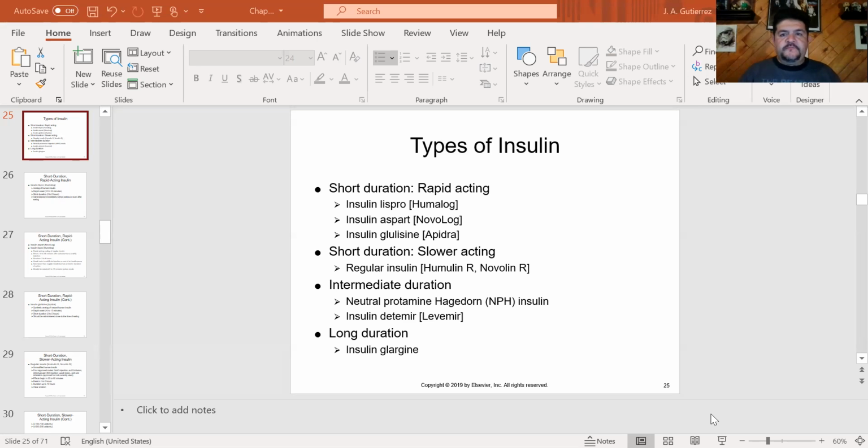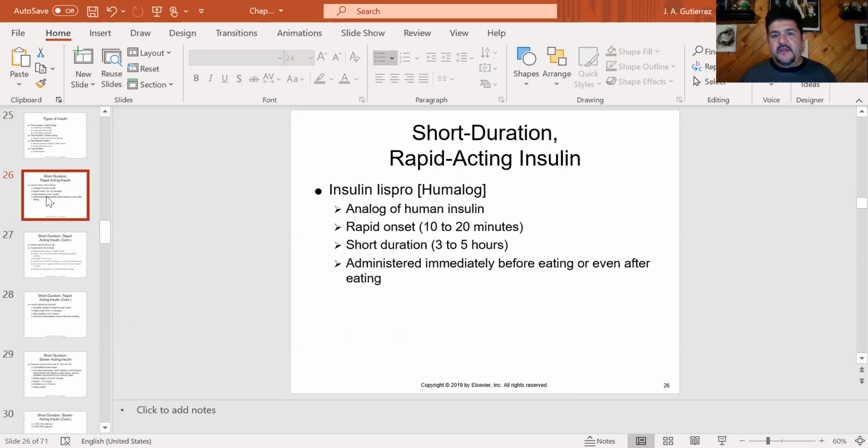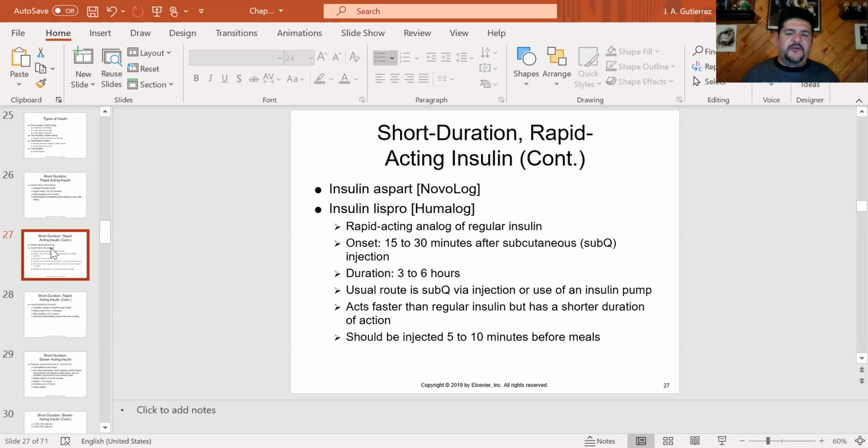Okay, so we have 4 types of insulin. We have short duration, rapid acting, short duration, slower acting, intermediate duration, and long duration. So let's start with the short duration rapid acting. We have 2 of them here. So we have insulin aspart and insulin lispro. You can see on the brand names, Novolog and Humalog.